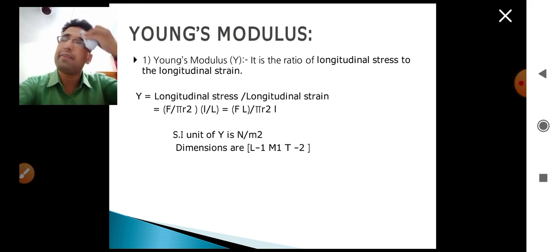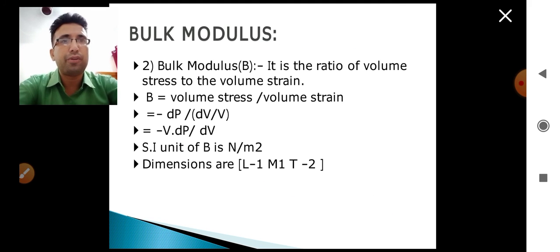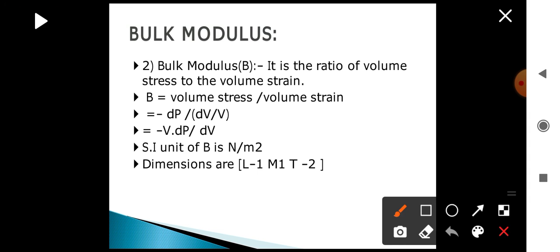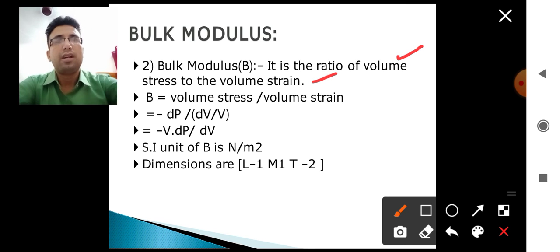This is the method by which we will calculate the Young's modulus of the wire. Now, in continuity of this, our second modulus is the bulk modulus. It is simply the ratio of volume stress to the volumetric strain, or simply the volume strain. It is known as the bulk modulus.